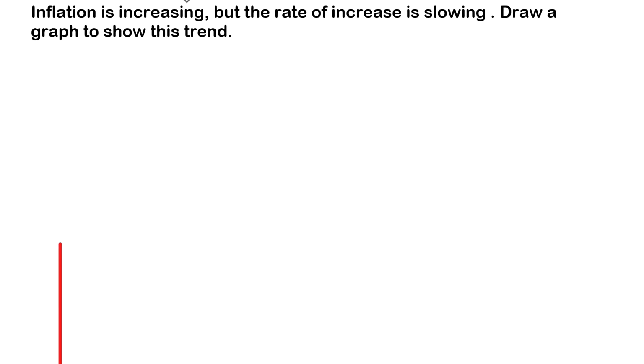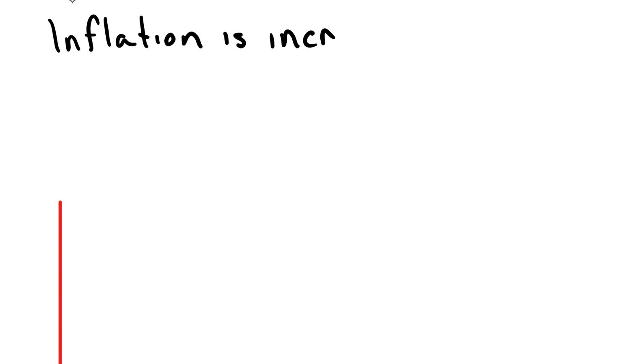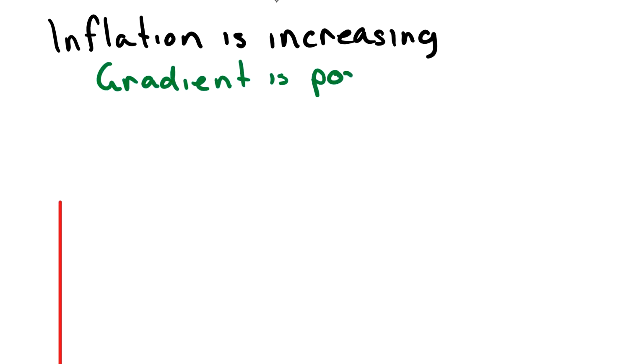So here we have a question. Inflation is increasing, but the rate of increase is slowing. We need to draw a graph to show this trend. The first thing I want to take note of is the question states inflation is increasing. What this means for us is that the gradient is positive. If inflation is increasing, the gradient is positive.